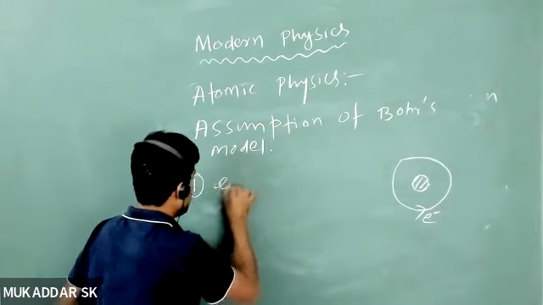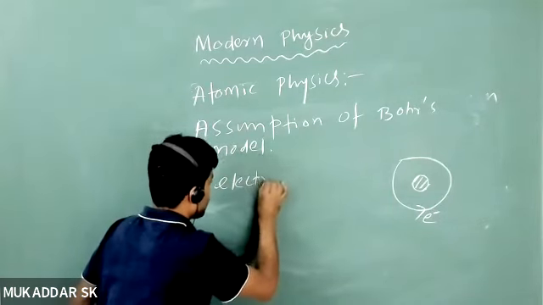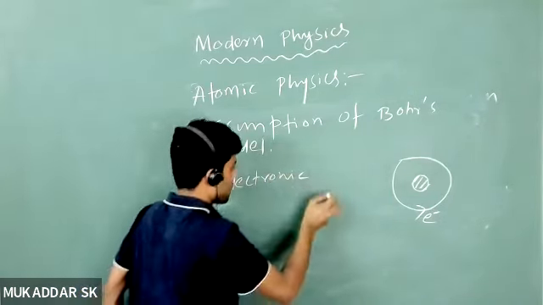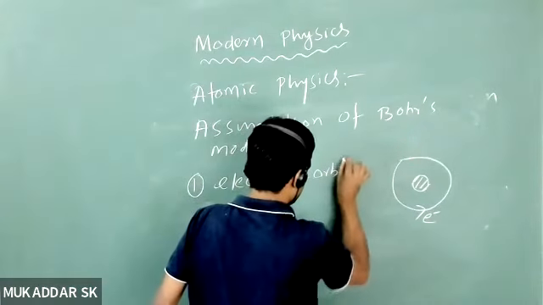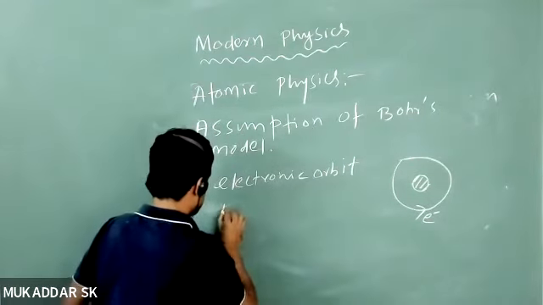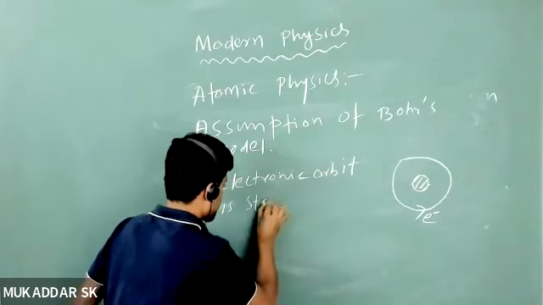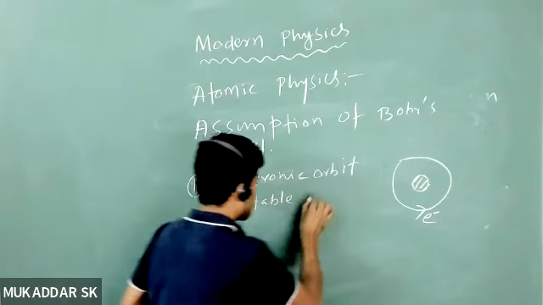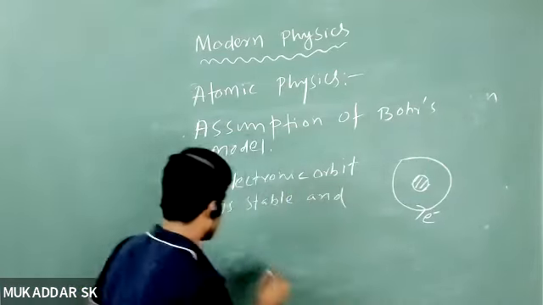So the electronic orbit is stable and circular in nature.